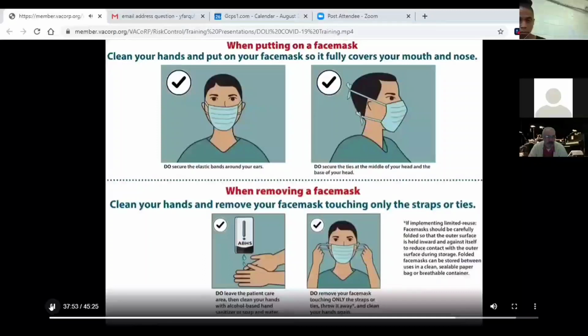So what should you do as far as taking on and off a mask, how to don and doff it here? Make sure that your hands are clean in both cases. Wash your hands beforehand. Secure those straps, again, behind the ears or around the head. And even before taking it off, recommendation here is that you're washing your hands and still only touching those straps as much as possible.